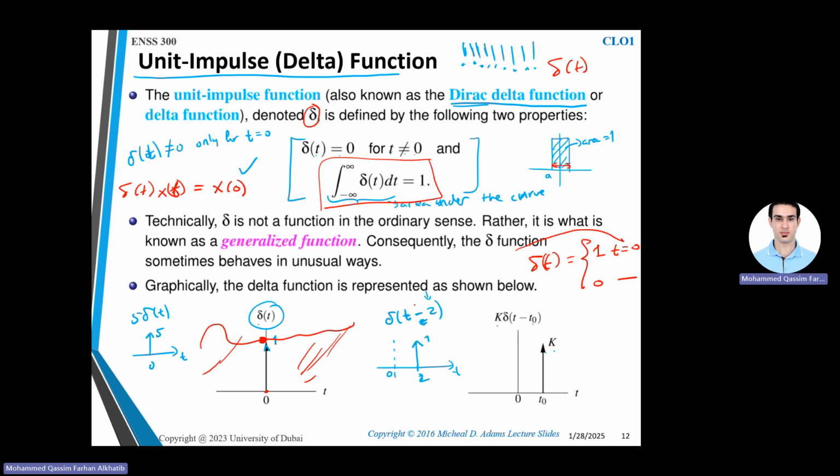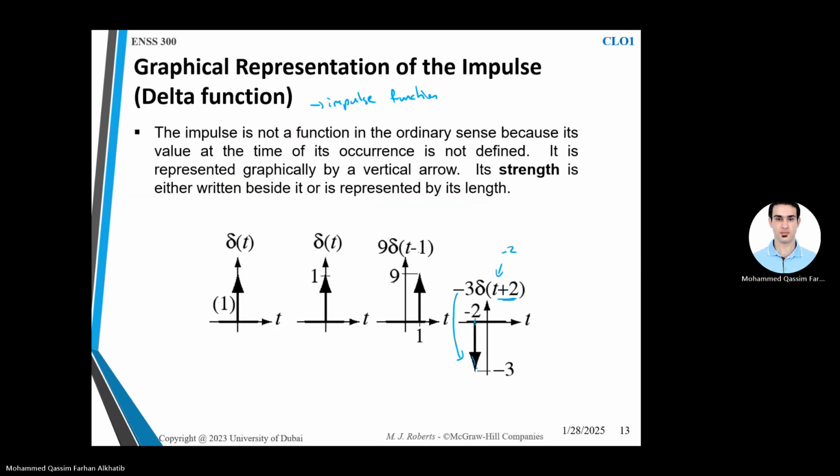Another thing, that's later on; we'll talk about it when we talk about signal manipulations. When you multiply by a constant, the value is that constant. So k delta t equals k at t equals 0 and 0 elsewhere. Here it's a shifted version of delta. If you remember, if I have a negative value, it's shifted to the right, so shifted to the right by t naught.